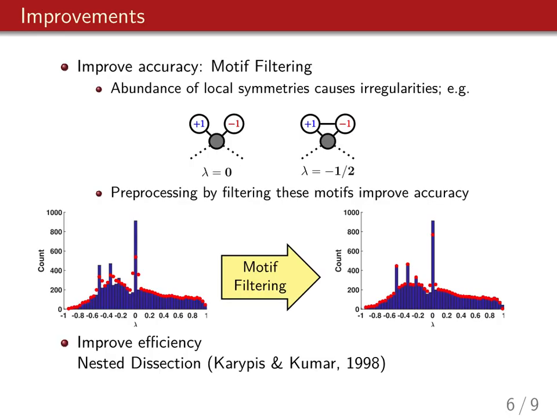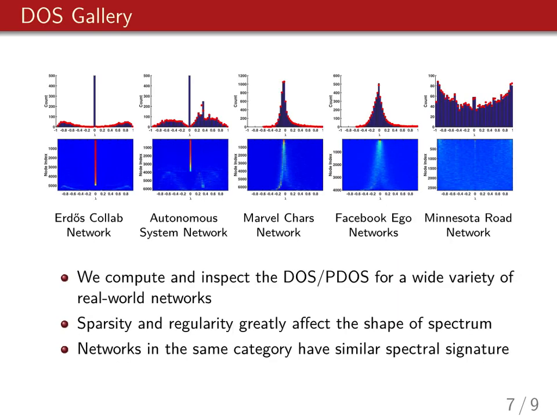In addition, we observe that an abundance of local symmetries can cause irregularities, such as high multiplicities around certain eigenvalues. And pre-processing by filtering these motifs can significantly improve the accuracy of our approximation around these spikes. Because all our methods are matrix multiplication based, we are able to further improve the efficiency by using a nested dissection scheme. In our experiments, we compute and inspect the DOS and PDOS for a wide variety of real-world networks.